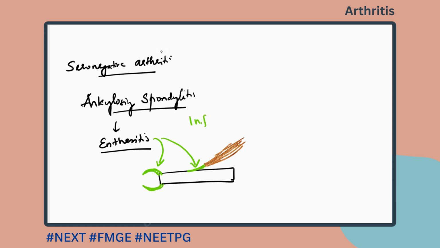So inflammation at the site of ligament attachments or tendon attachments is called as enthesitis. So ankylosing spondylitis is an example for enthesitis. It causes inflammation at the site where the ligaments are attached or tendons are attached.